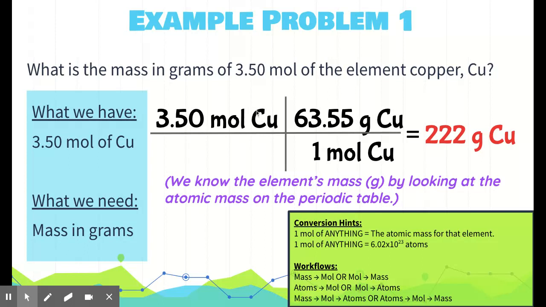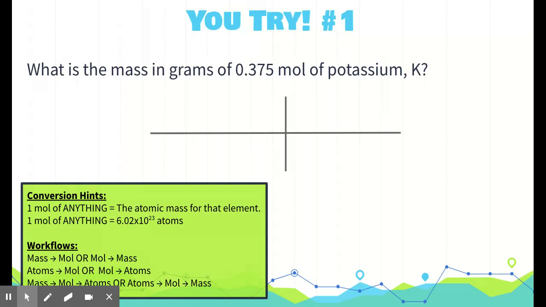And now I can cancel out moles. I am trying to find the mass, right? So we're in the correct units at this point, so we can go ahead and do the math to solve. We're going to multiply these across the top, divide by the bottom, and that gives us 222 grams of copper. Here's another one. You can pause this for a second if you'd like and try it.